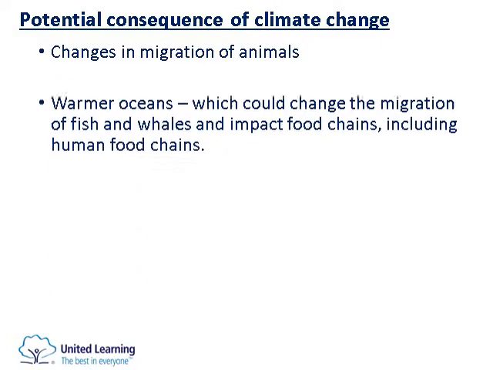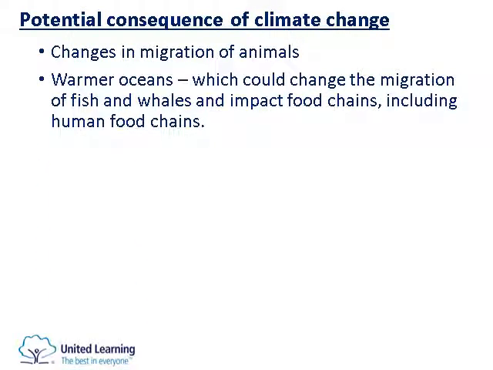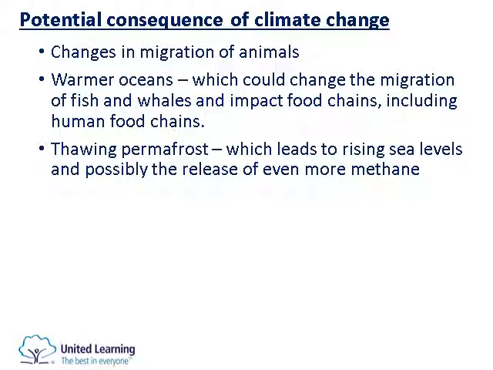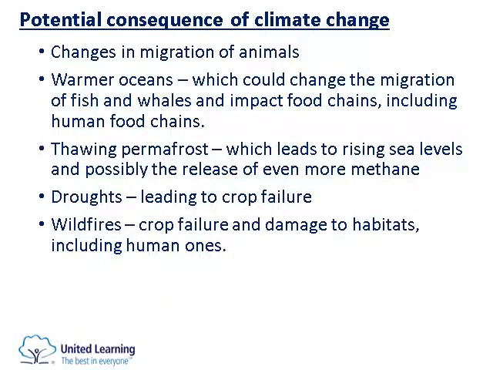So linking it to living things, it can cause change in migration of animals, warmer oceans, thawing permafrost, that's basically just frost which would normally exist all year, and that's what I just said, it would cause rising sea levels. Droughts, crop failure, so there's a food shortage. Again, we're always linking it to living things, so wildfires can damage crops, but it also damages habitats.